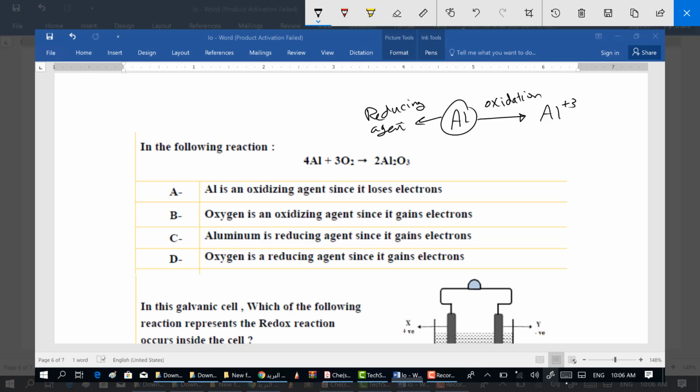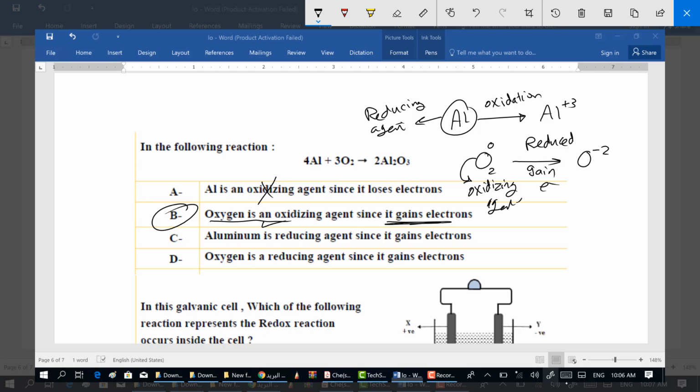But for the oxygen, O2, it will change into O negative 2. From 0 to negative 2, it's reduced, and it's called the oxidizing agent. Return to the choices. Aluminum is the oxidizing agent, it's not correct. Oxygen is the oxidizing agent, it's true, since it gains electrons. In this case, the oxidizing agent is reduced, meaning that it gains electrons. So it's really correct. The correct answer will be B.